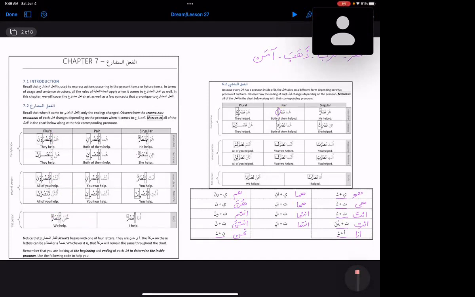Huwa yaktubu. Huma yaktubani. Hum yaktubuna. Hiya taktubu. Huma taktubani. Hunna yaktubna. Anta taktubu. Antuma taktubani. Antum taktubuna. Anti taktubina. Antunna taktubna. Ana aktubu. Nahnu naktubu. Very good. Alhamdulillah.